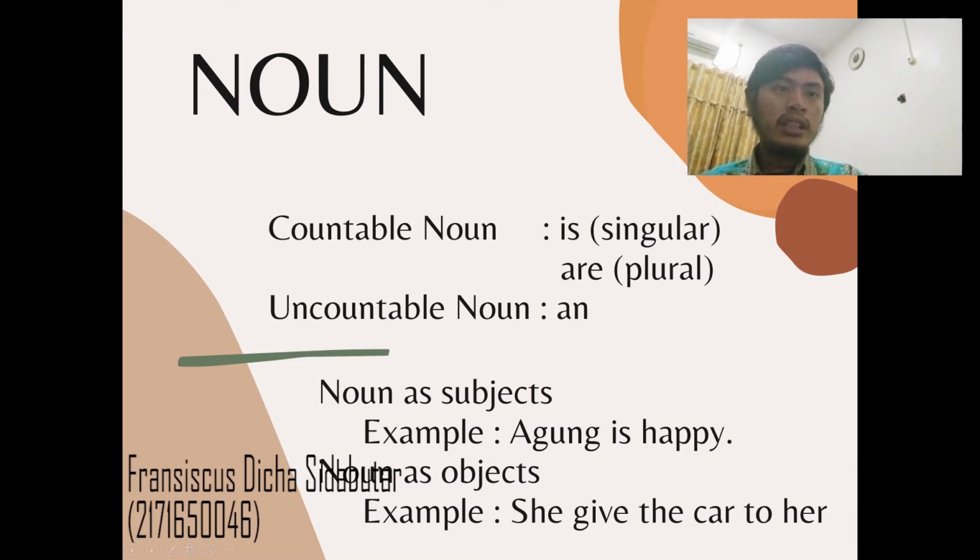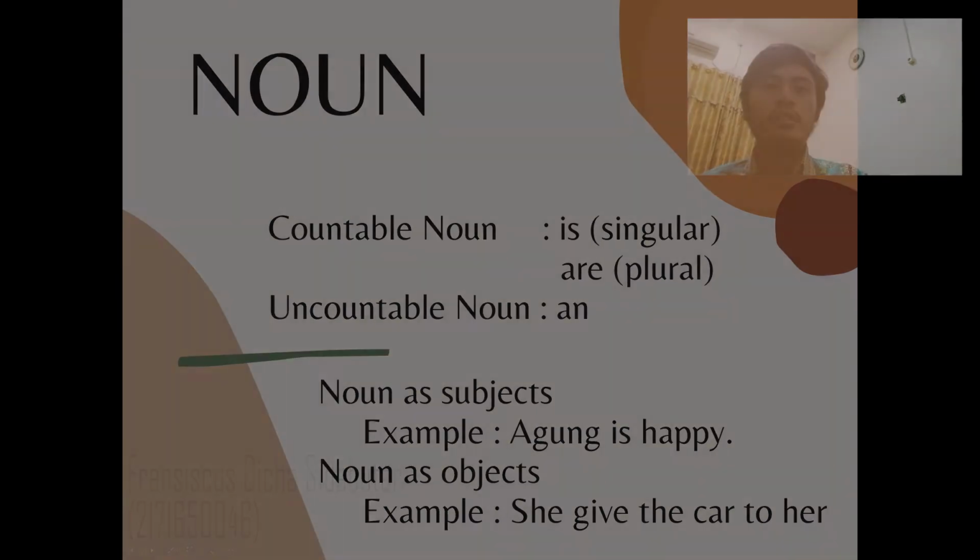Noun can be used as subject and object. Noun as subject. For example, Agung is happy. Noun as object. For example, she gave the car into her.